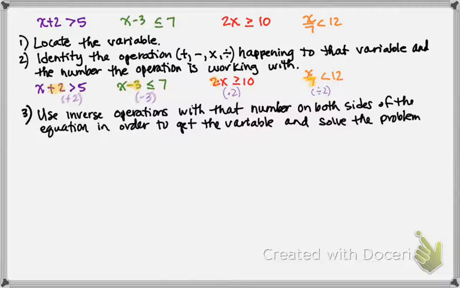Okay, so here we go. On x plus 2 is greater than 5, we're going to do the opposite of adding 2, which would be subtracting 2. So we subtract 2 from both sides. Okay? And we're not solving yet. See what we're doing? We're just going to write out step by step.